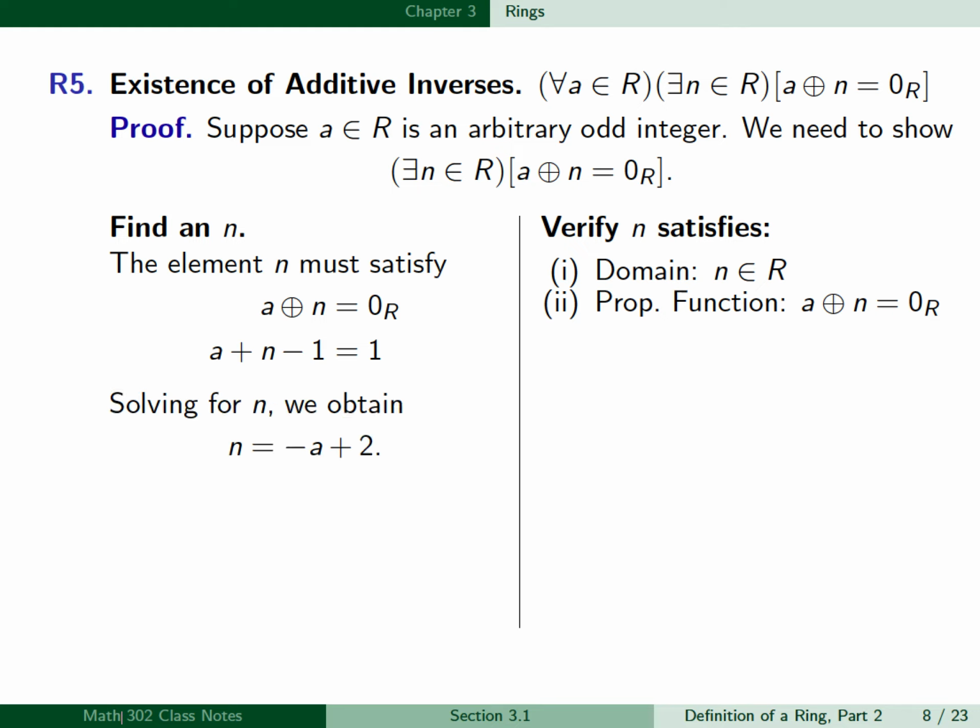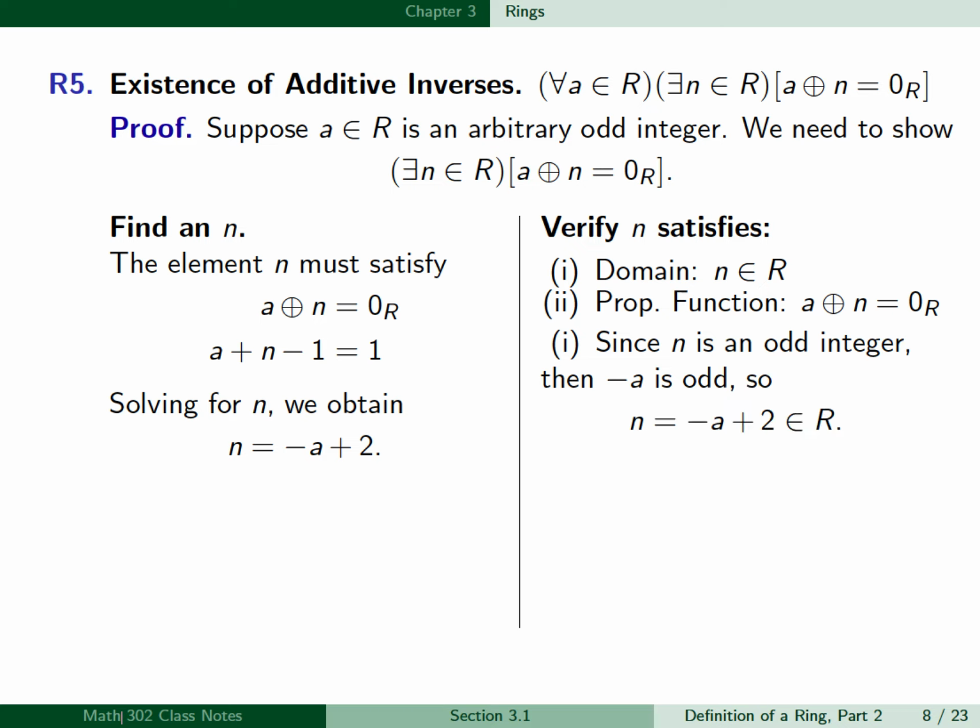And so solving this equation for n, we'll obtain n is equal to minus a plus 2. So this is going to be our additive inverse. And again, this is a little different than we would expect for an additive inverse. So on the right side, we can verify our two conditions. There's a typo there. It should say since a is an odd integer, then minus a is odd. So n equal minus a plus 2 will also be odd, so that belongs to R.